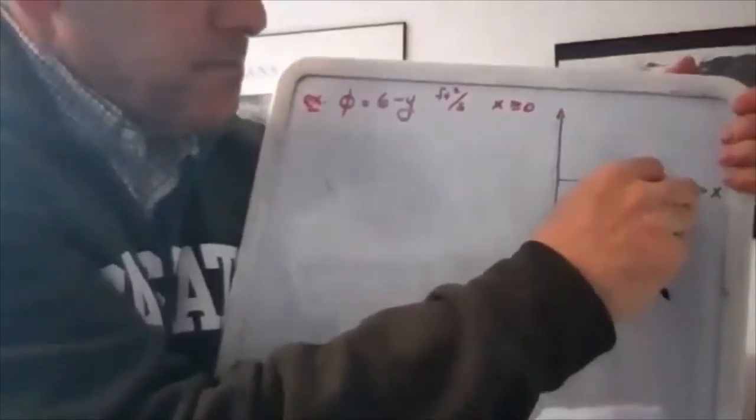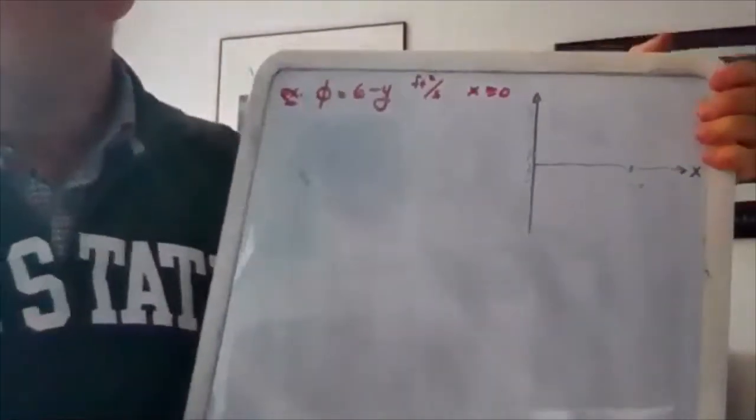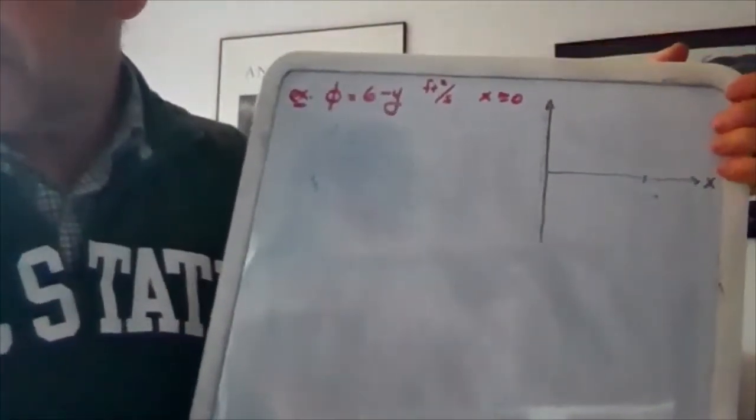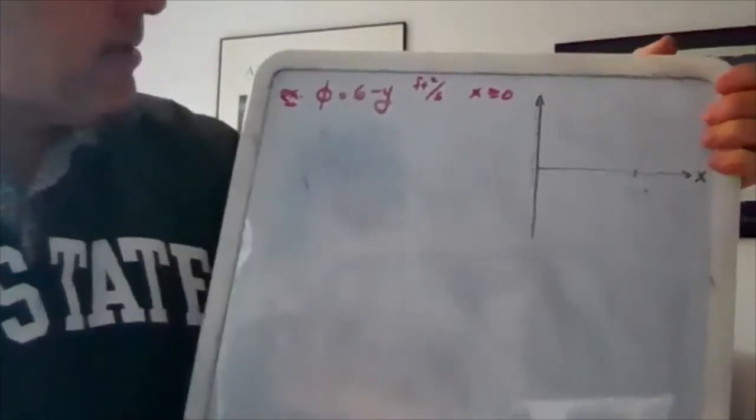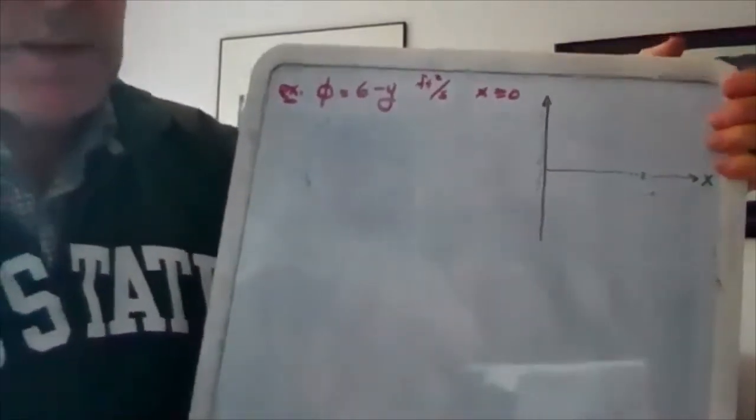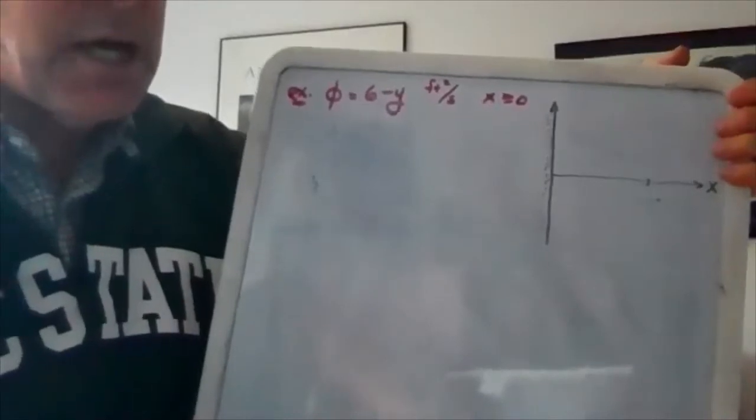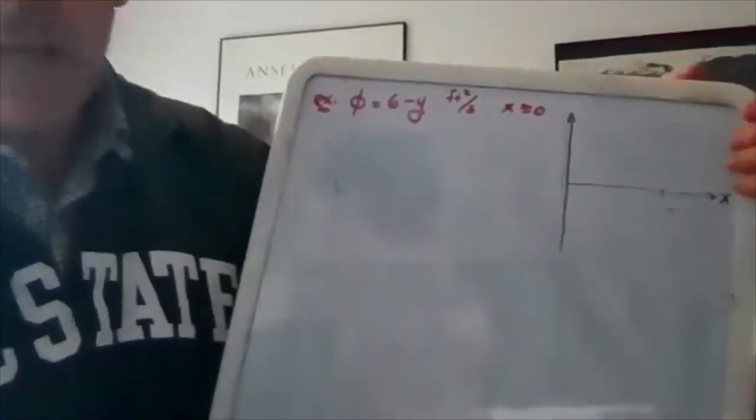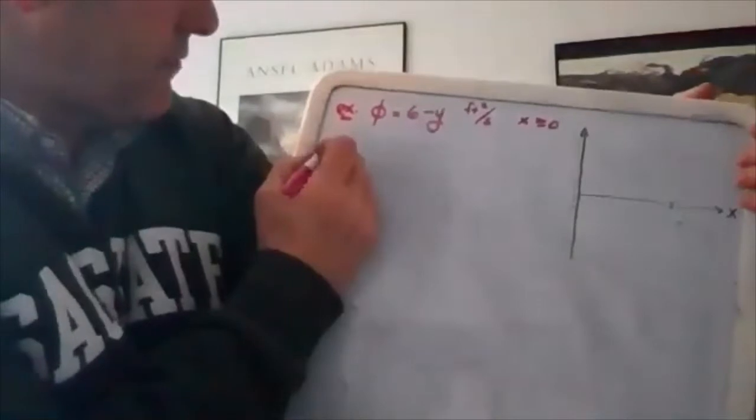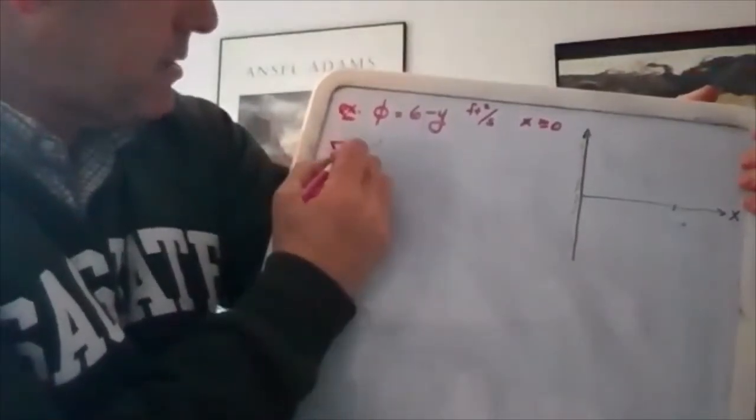Okay, so what we would like to do is get the streamlines up there. And the first thing to do is basically to get the velocity vectors. So let's go ahead and get the velocity vector, and that's going to involve taking the gradient of this. So I'm going to take the gradient of phi.